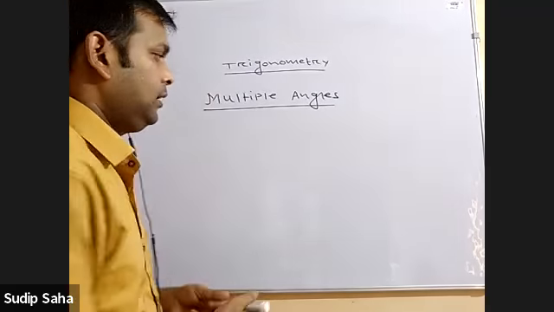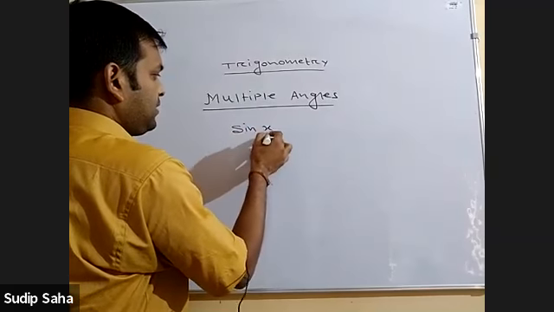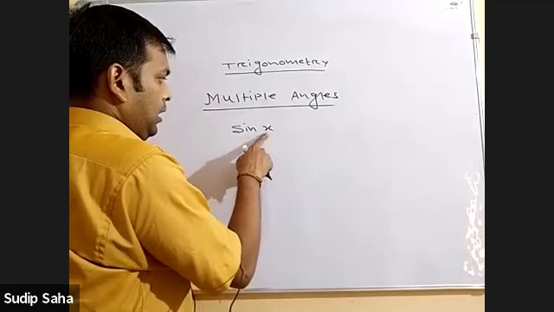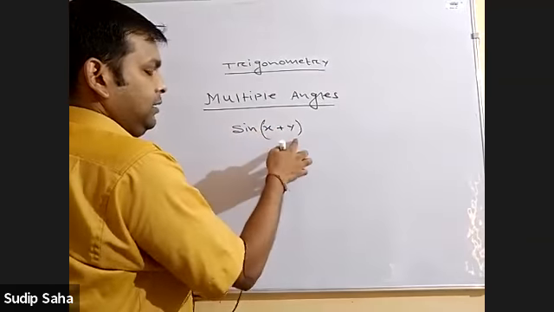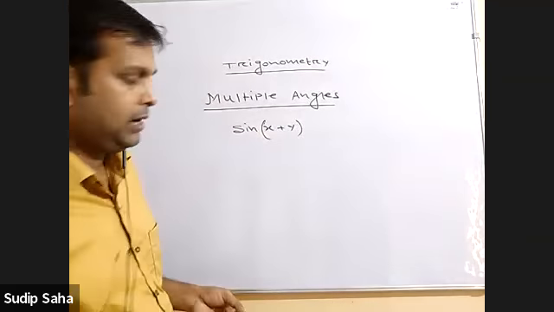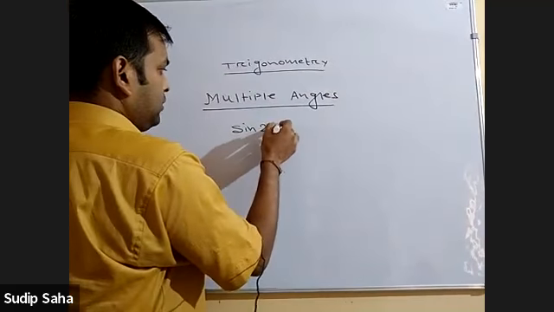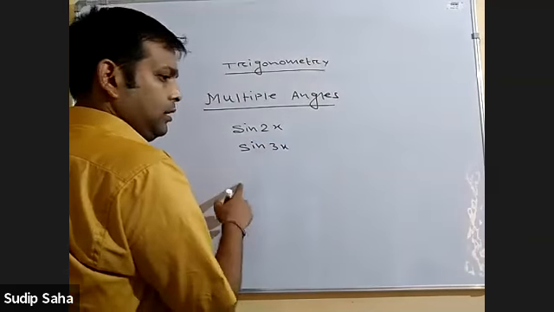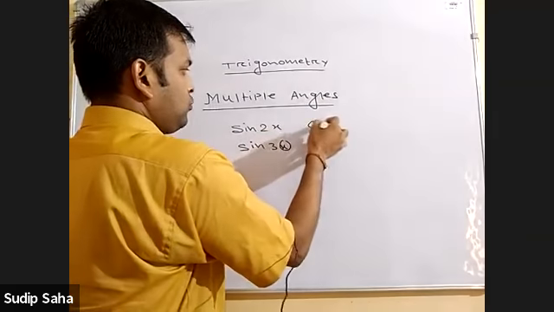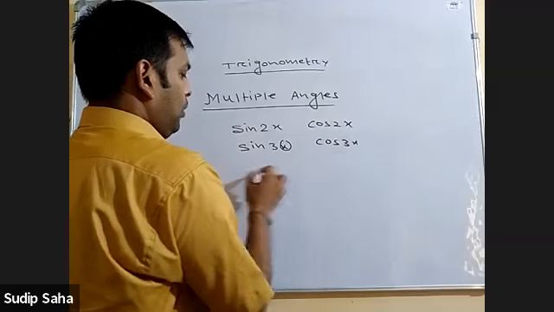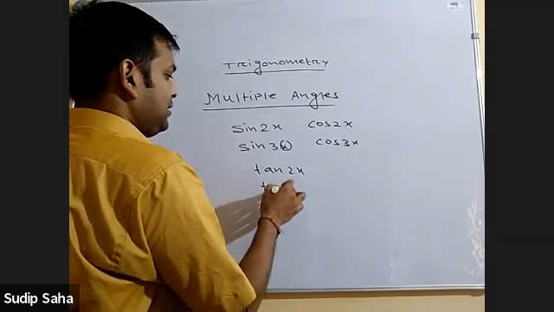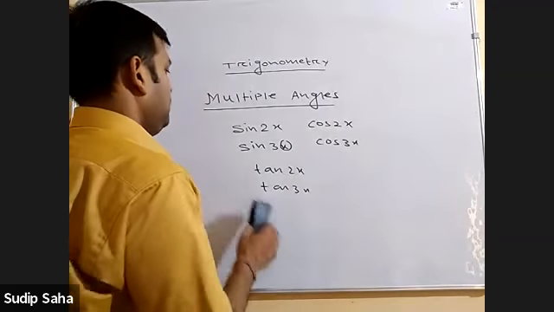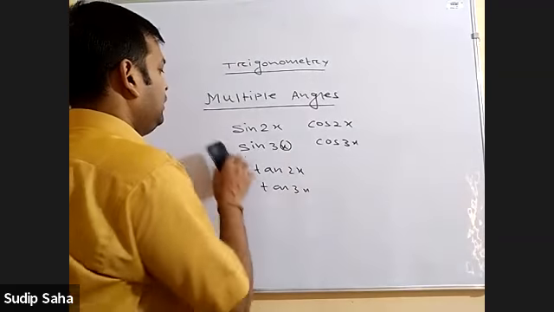What is a multiple angle? See, if I say sine x, this x is a very simple angle, x may be 30, 60, 15, whatever. Like we discussed previously, two angles x and y, sine of the sum x plus y. But now if I multiply the angle by 2 or 3, they are called multiple angles. That means sine 2x, maybe sine 3x, cos 2x, cos 3x, or maybe tan 2x, tan 3x. These are called multiple angles, when an angle is multiplied by 2 or 3 or maybe more than 3. So 2x, 3x, these are some very important formulas. Let's see how to find them.